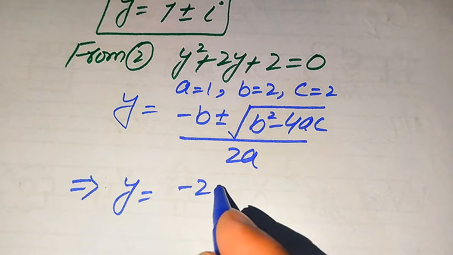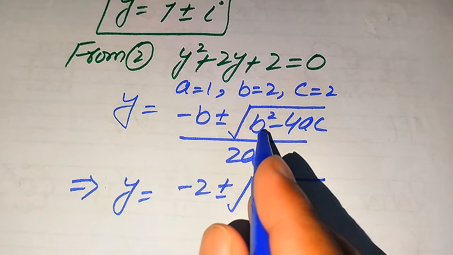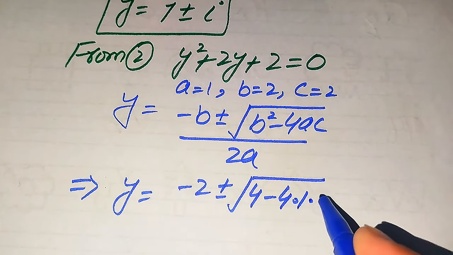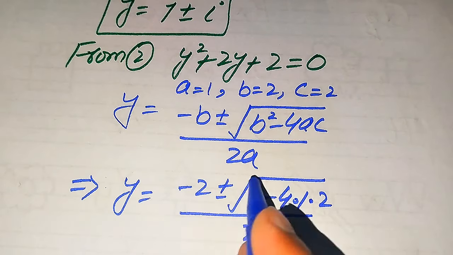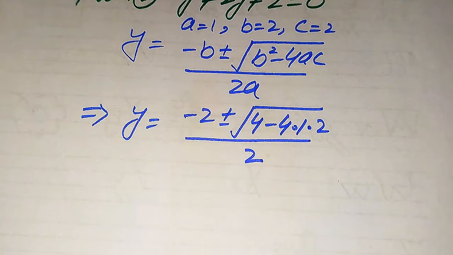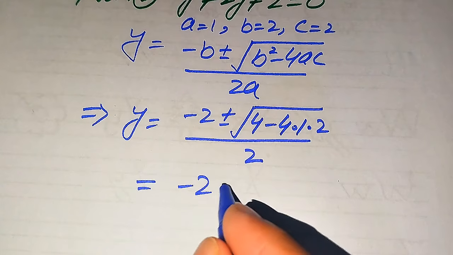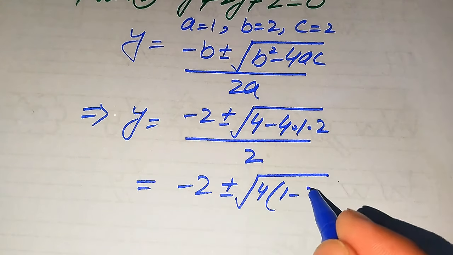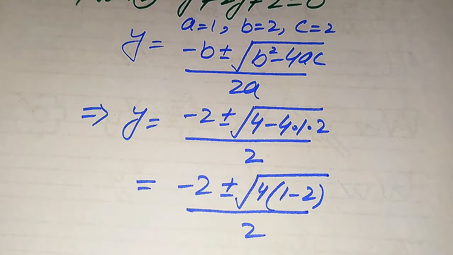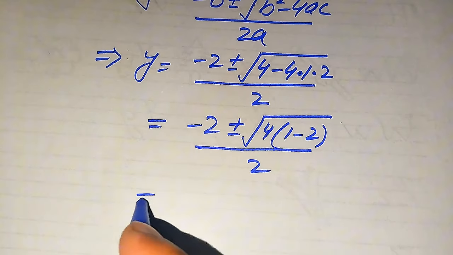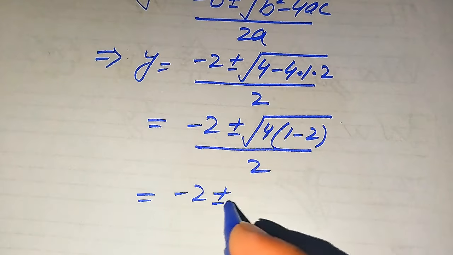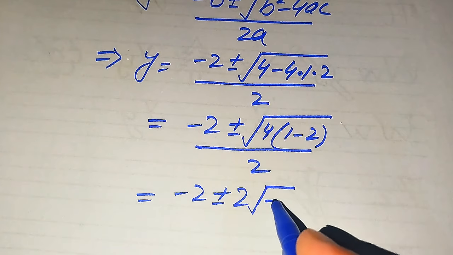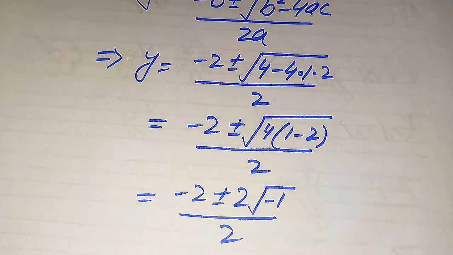This is our quadratic formula, and here we again substitute the values of a, b and c, and it becomes minus 2 plus minus square root of b square. B is 2 square becomes 4, minus 4 times a is 1 and c is 2, divided by 2 times a is 1, becomes here 2. So further we have minus 2 plus minus square root of, here we need to take 4 common, and we get the remaining values 1 minus 2, divided by 2. And we have minus 2 plus minus, we know that square root of 4 becomes 2, into square root of 1 minus 2 becomes minus 1, divided by 2.